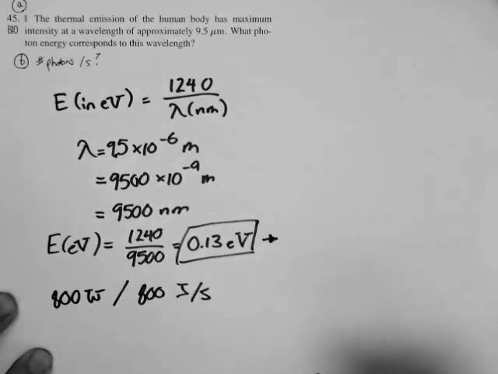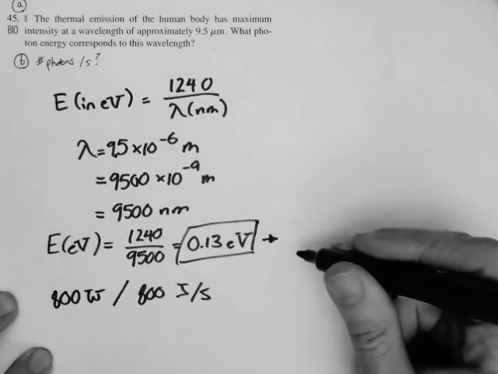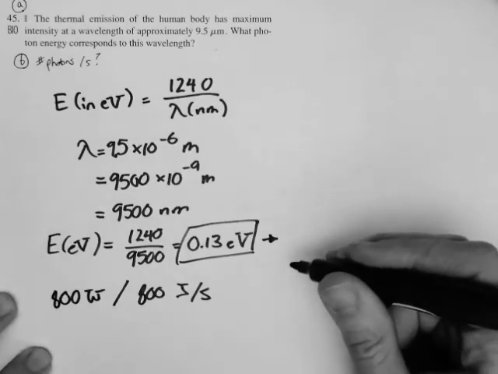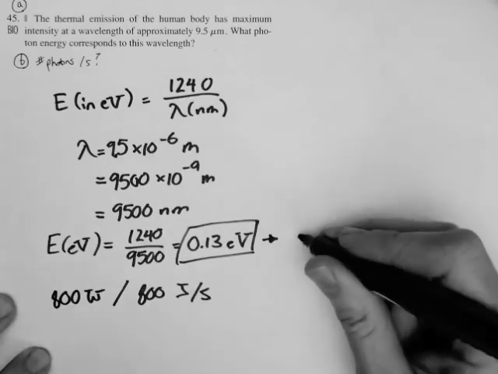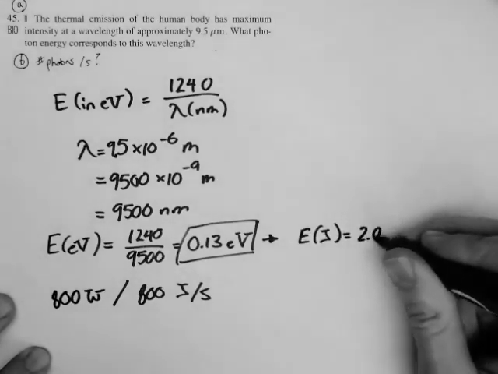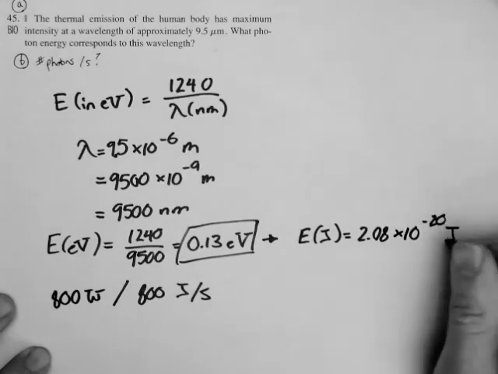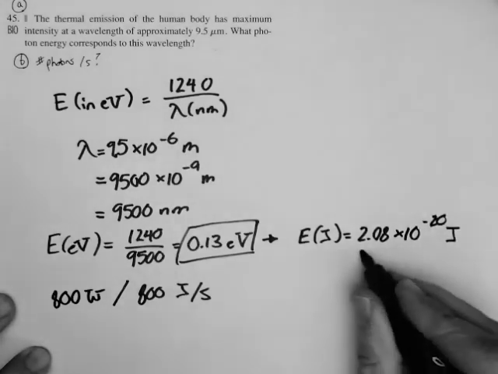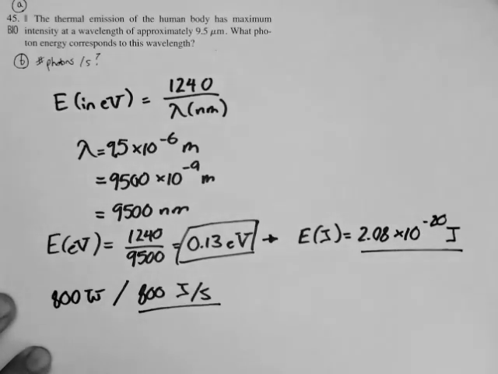To do that, we multiply by 1.6 times 10 to the negative 19th. And that is the conversion factor between electron volts and joules. That's also the charge on the electron. And so we get the energy in joules of the individual photons is 2.08 times 10 to the negative 20th joules. So we have this many joules per photon. The body emits this many joules per second.